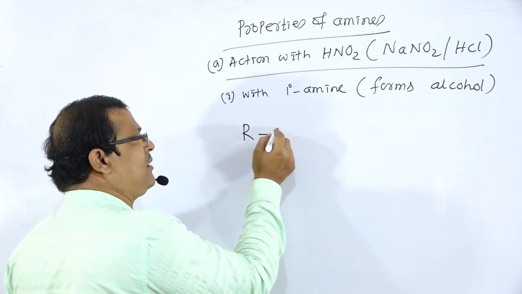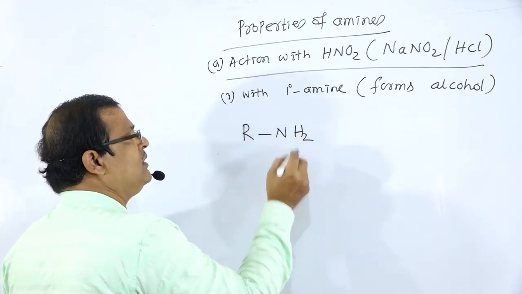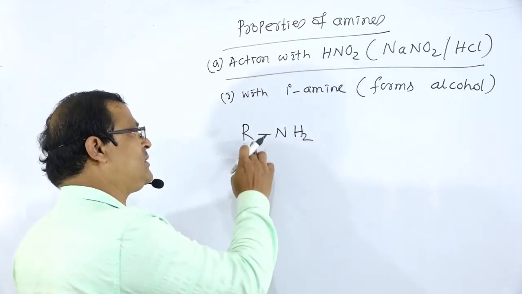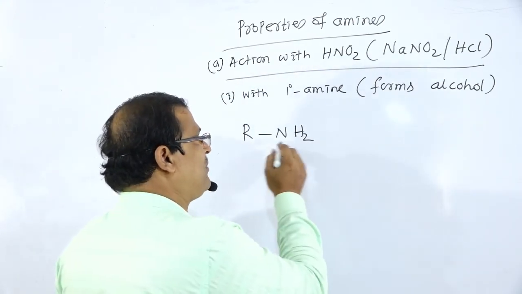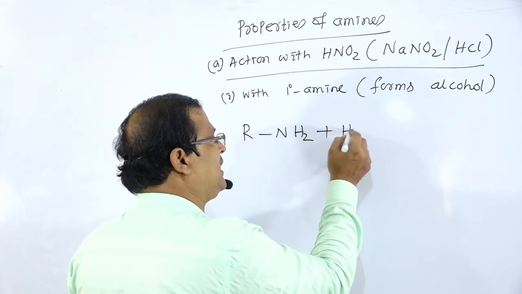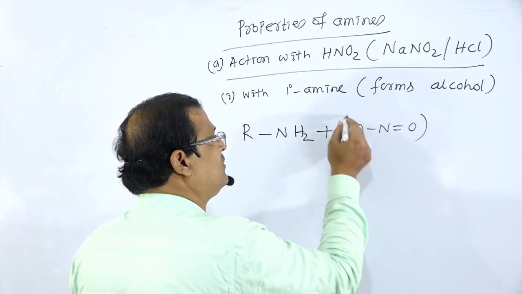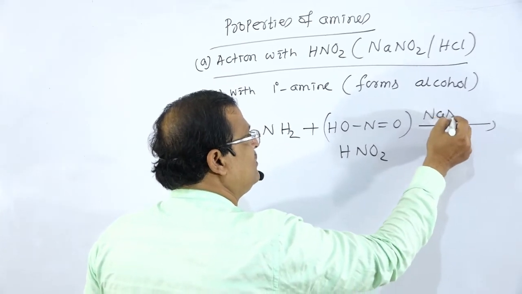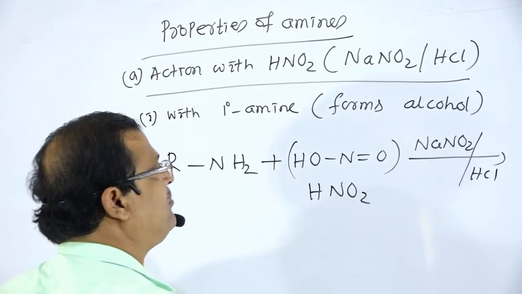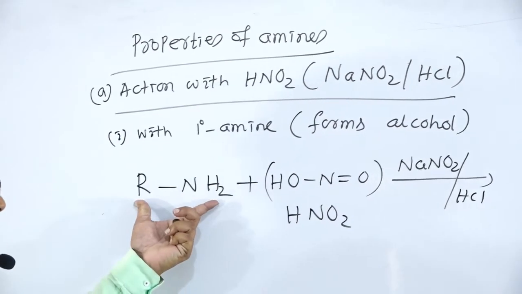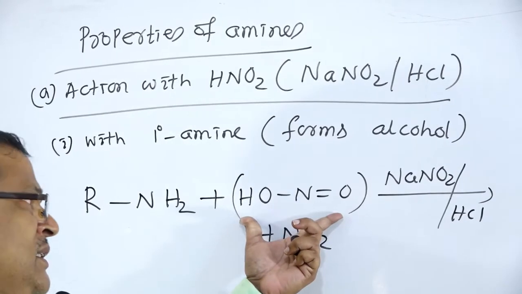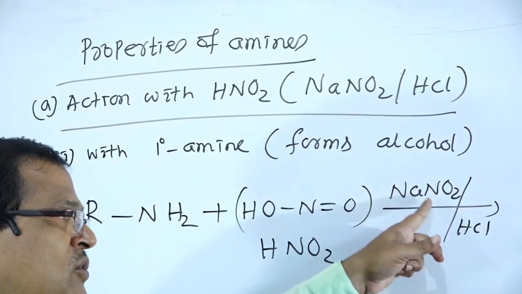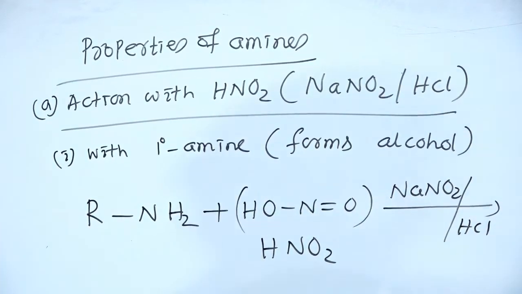The primary amine has the general formula RNH2. That primary amine is treated with nitrous acid, HO-N=O, that is HNO2, which comes from NaNO2 and HCl, sodium nitrite and HCl. So what is the product?